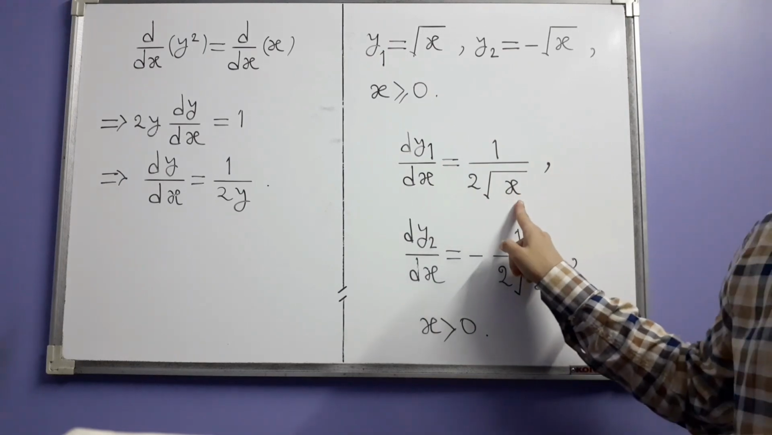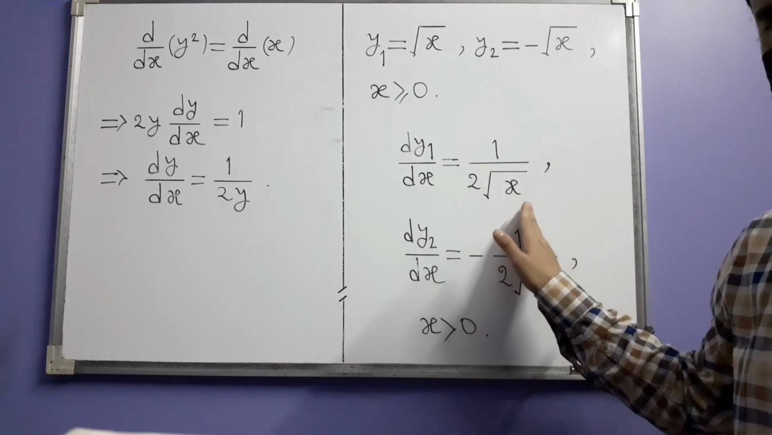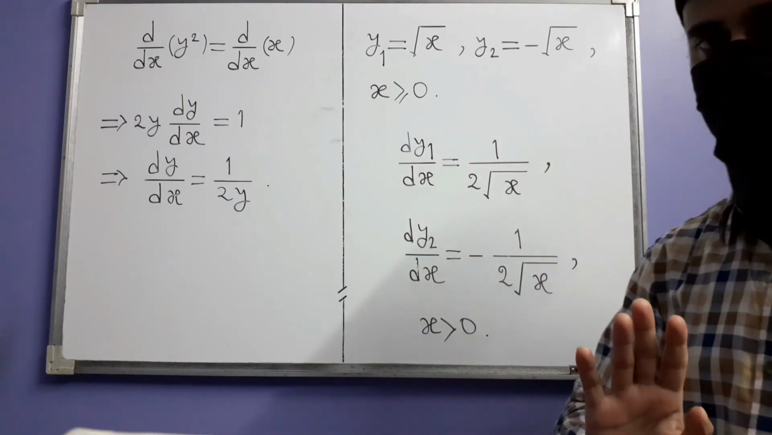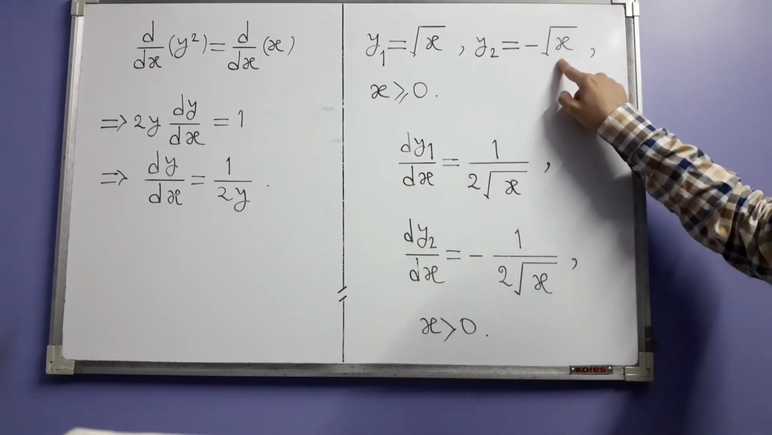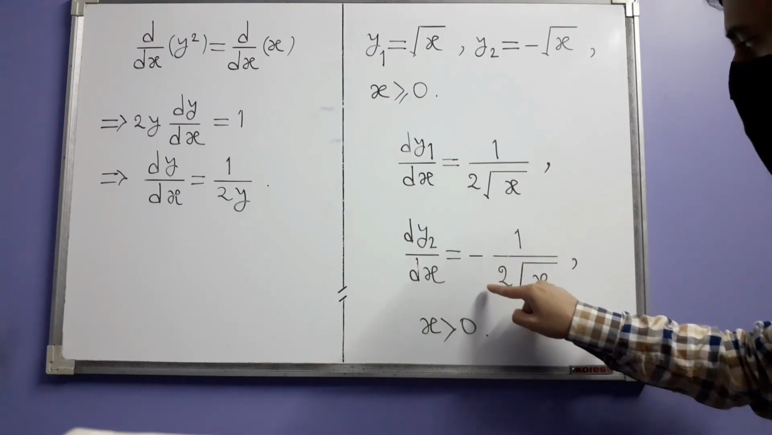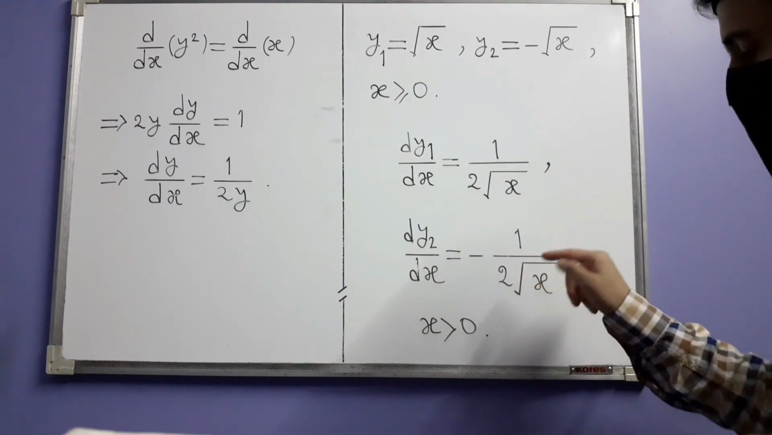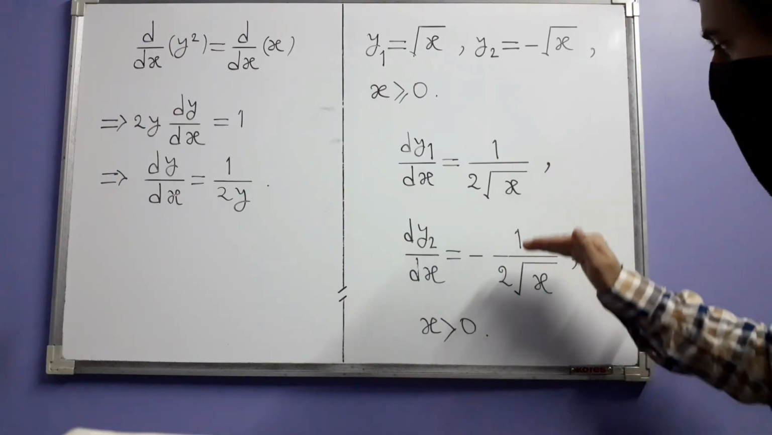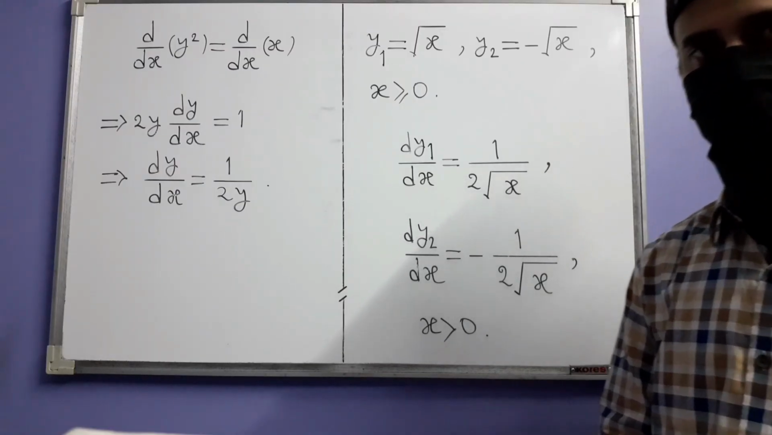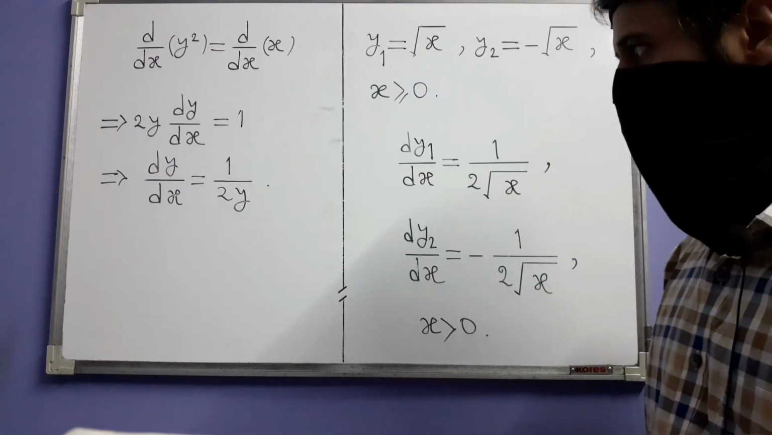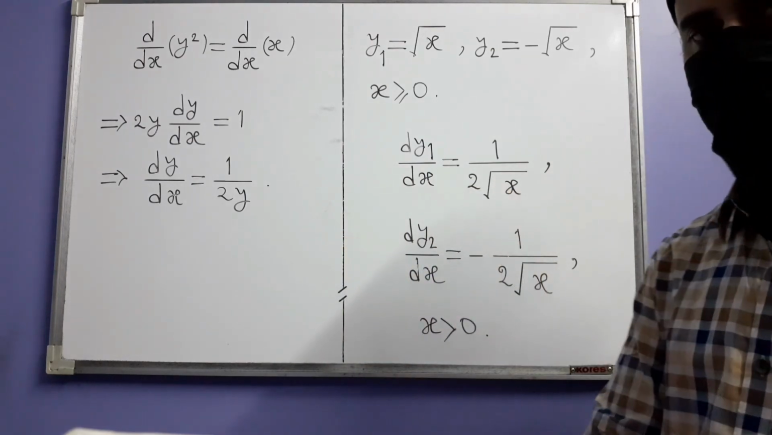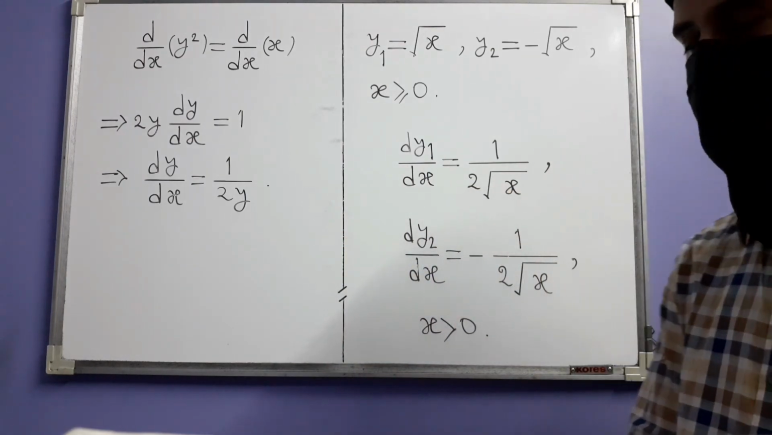You can write y1 here because that's what the function is. So you are getting 1 divided by 2y1, which matches with that. What about this one? This is minus root x. Yes. If you bring this minus over to this one along with root x, if you keep it, then here you are getting 1 divided by 2y2. So it matches. Simply calculating this is enough instead of calculating these things separately.